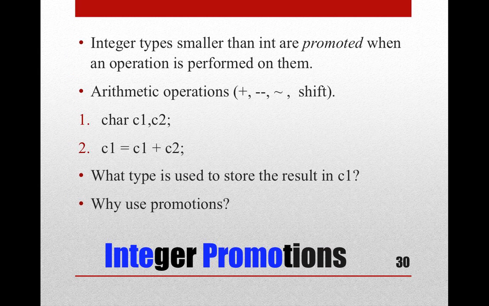Integer promotions. This one is a little bit different in that this is dealing with C types that are smaller than an integer. We talked about a char and a short, so that's 8 bits and 16 bits. What this is saying is that when you have an arithmetic operation on something that's 8 or 16 bits, the integer types are promoted to the integer, so they're promoted to 32 bits.